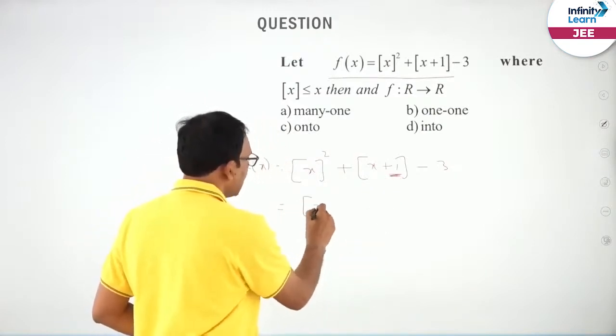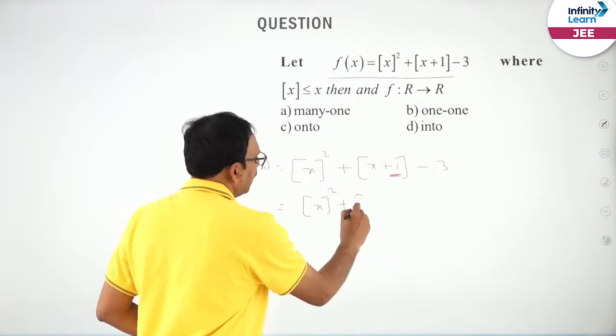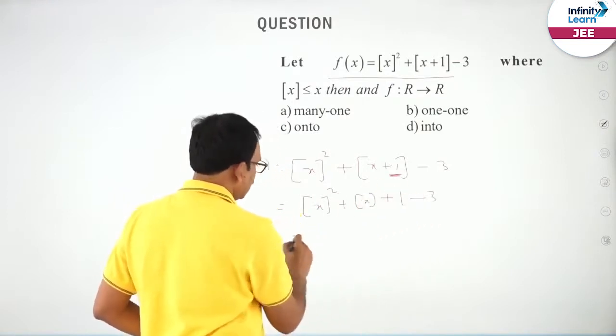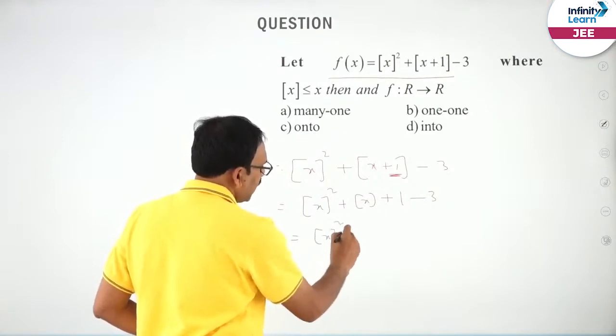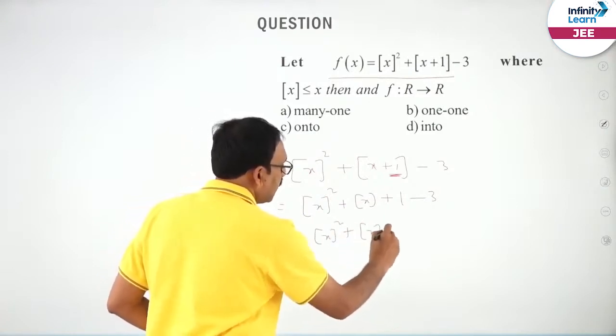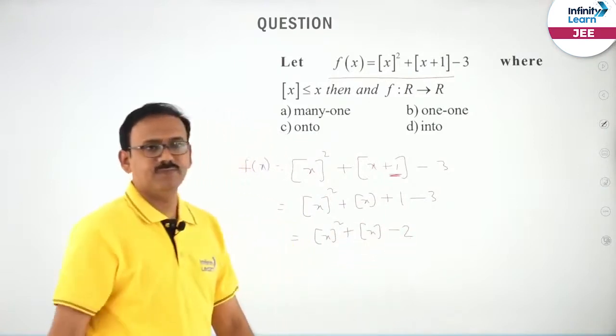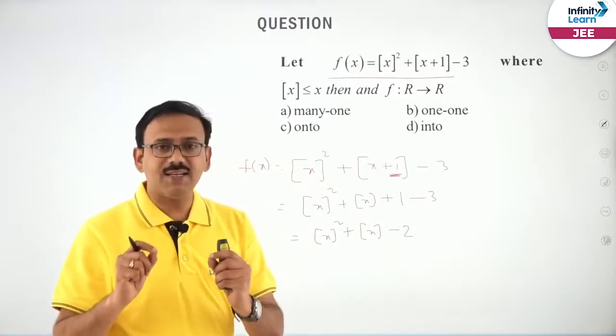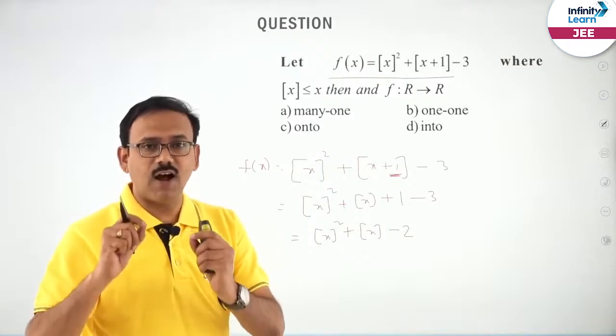you can write it as [x]² + [x] + 1 can be brought out, so that this is [x]² + [x] − 2. Without any calculation, I can directly say that this function is not onto. How?